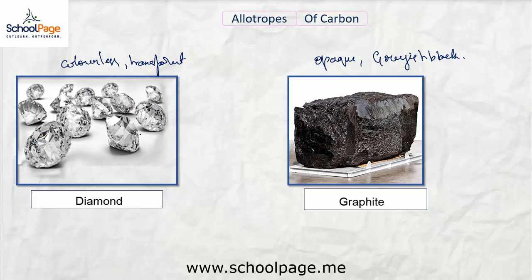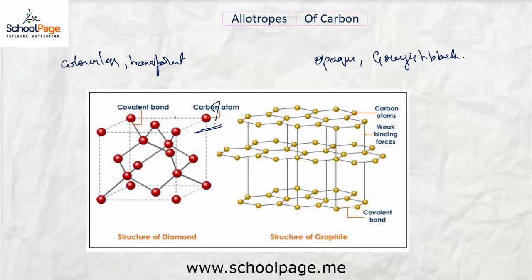Now the question is, if both diamond and graphite contain only carbon atoms, that is if they are made up of only carbon atoms, then why is there so much difference between them? To answer this question, let us go a little deeper and look into their structure. Now here is the structure of diamond and graphite. Now observe carefully the arrangement of carbon atoms in these two allotropic forms.